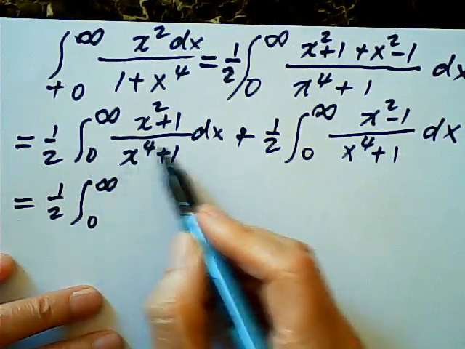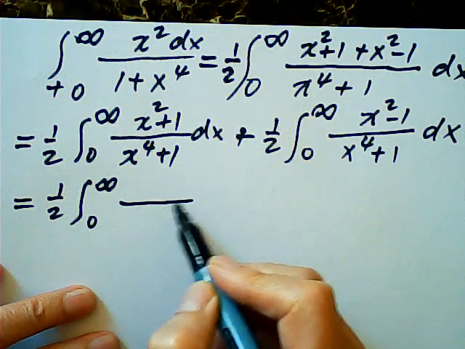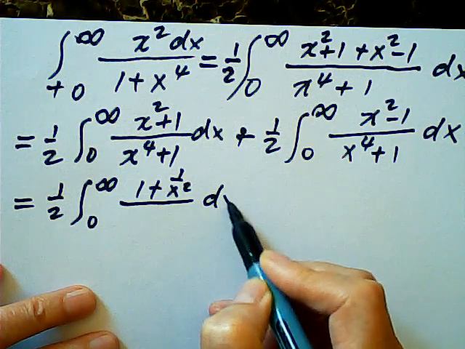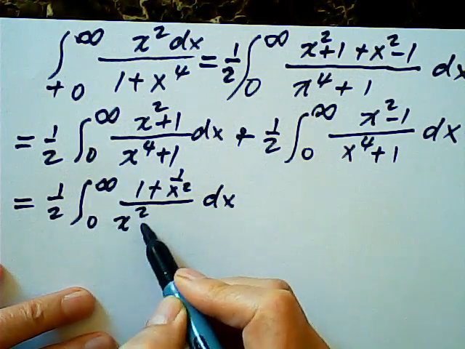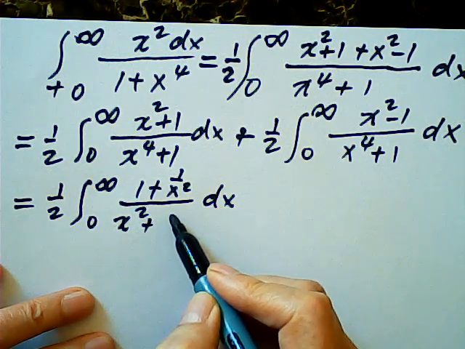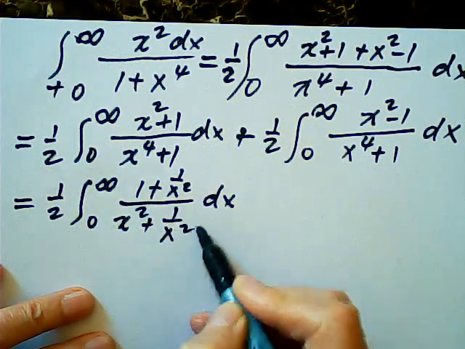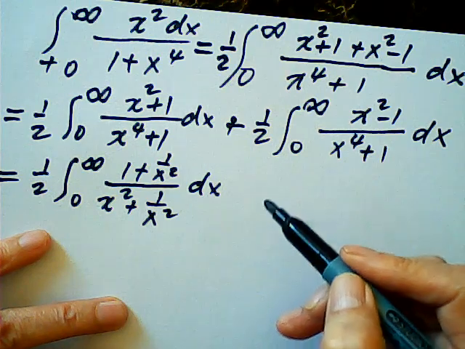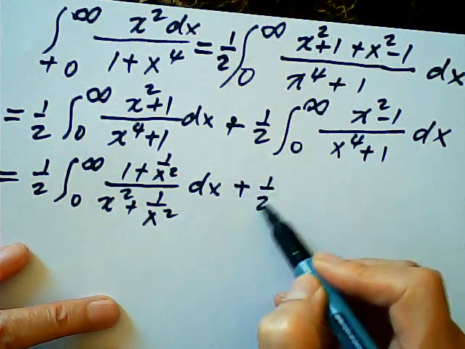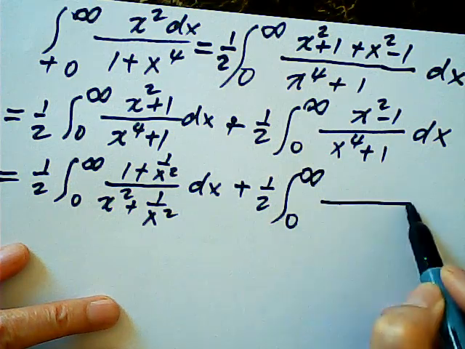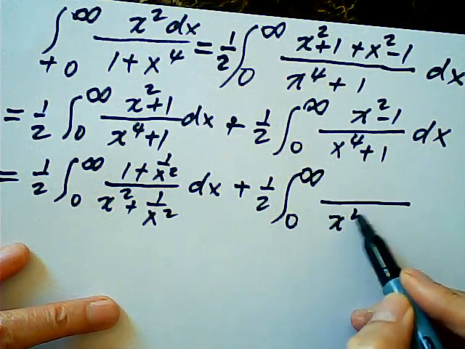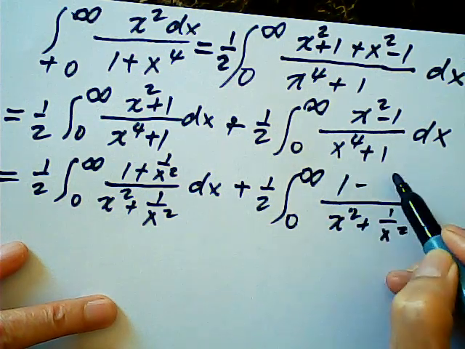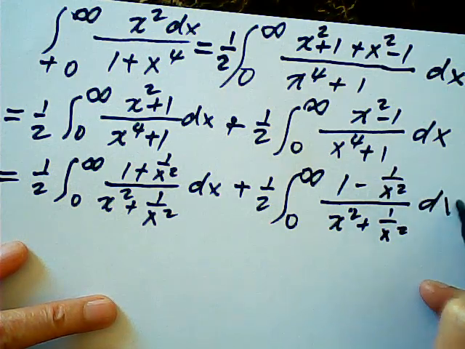Now, if I divide by x squared both top and bottom, it becomes 1 plus 1 over x squared, right? The denominator will be x squared plus 1 over x squared. And I do the same thing for this one. This will be x squared plus 1 over x squared. I divide by x squared, okay, 1 minus 1 over x squared dx.